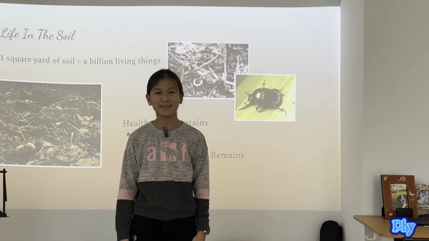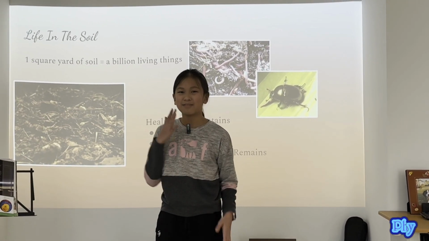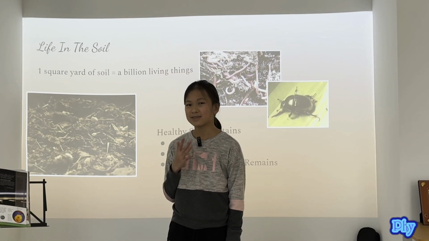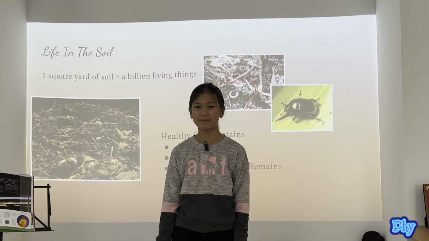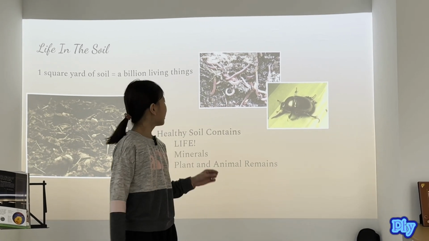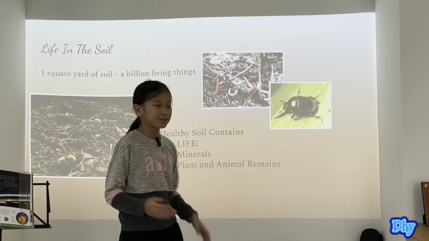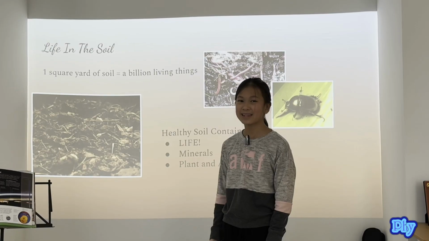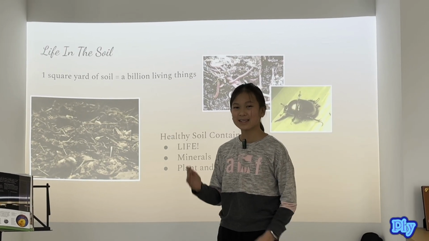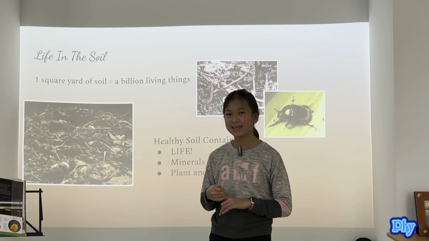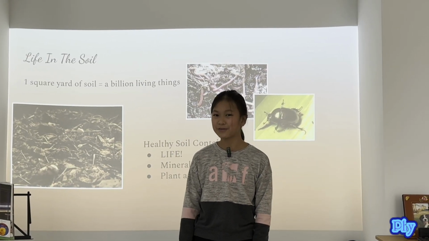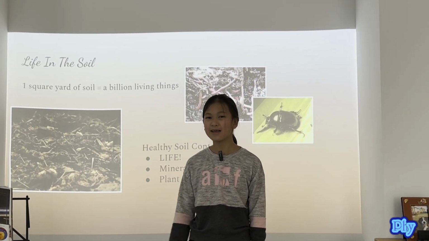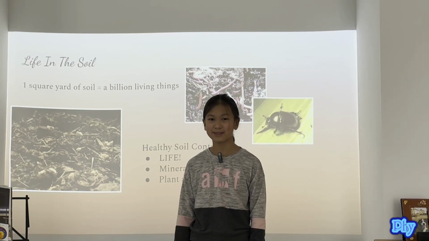There's also life in the soil. We may not notice soil has life because we never really pay attention to it. But every 1 square yard of soil has a billion living things in it. This can include fungi, beetles, and worms, and many more little organisms. These will all help nourish the soil to make it better.